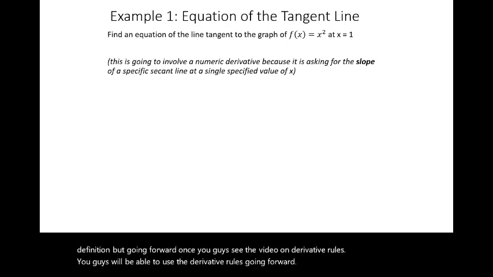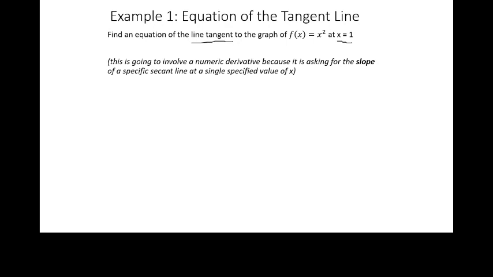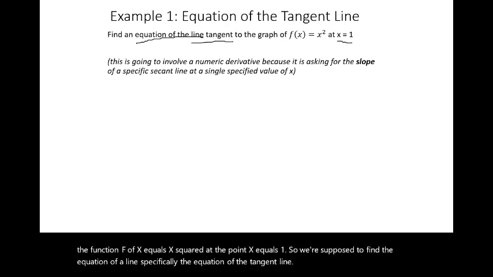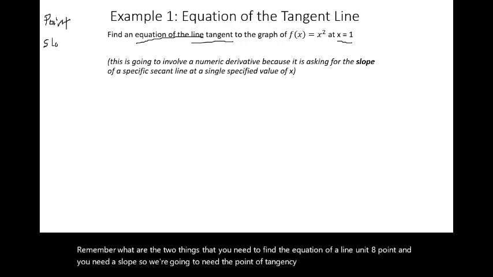So what we are going to do is find the equation of the line tangent to the graph of the function f of x equals x squared at the point x equals 1. So we're supposed to find the equation of a line, specifically the equation of the tangent line. Remember, what are the two things that you need to find the equation of a line? You need a point and you need a slope. So we're going to need the point of tangency, and we're going to need the slope of the tangent line.